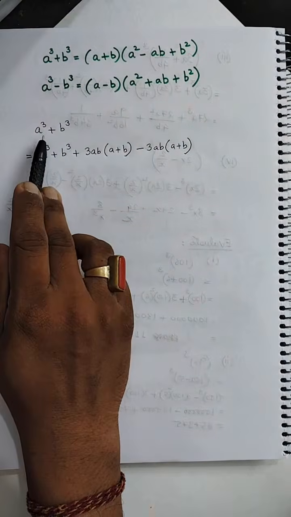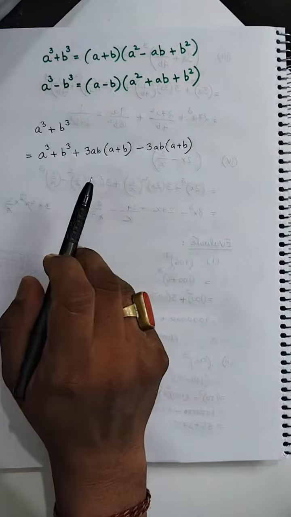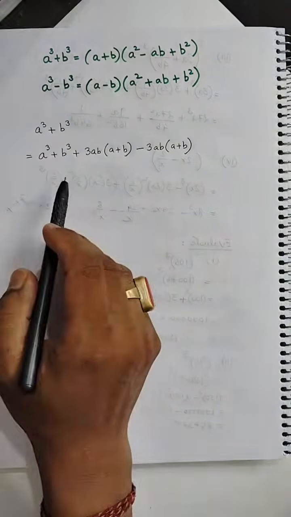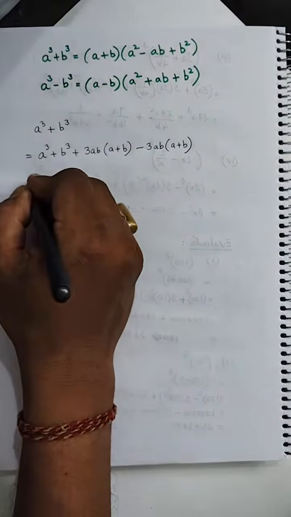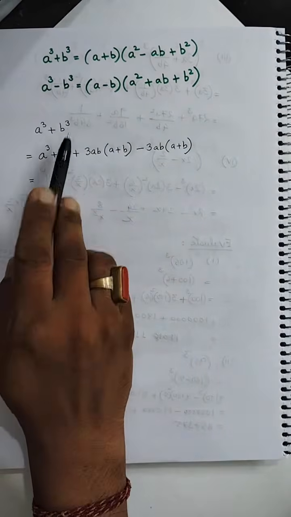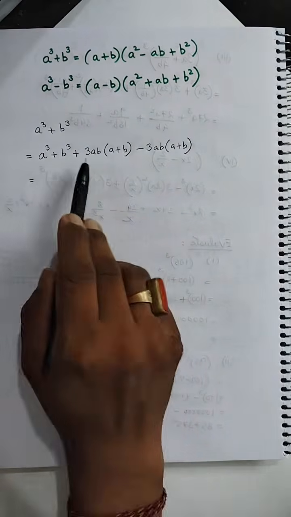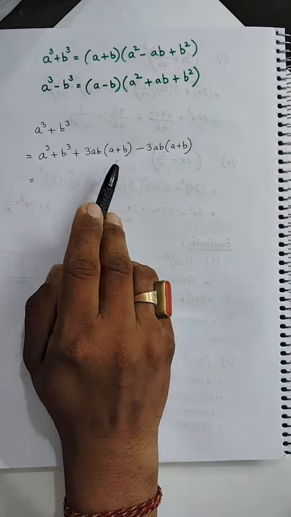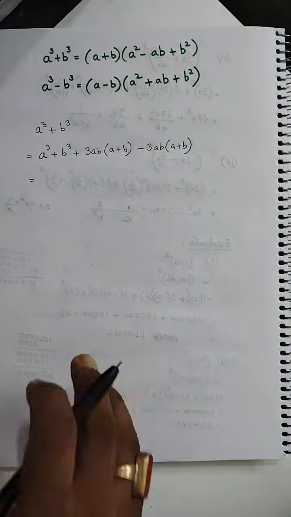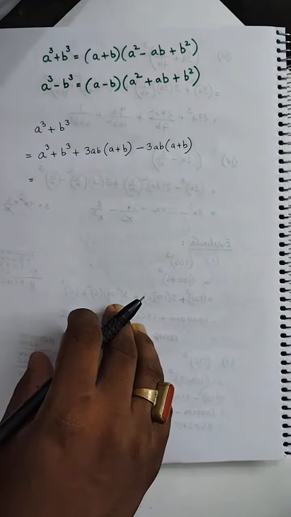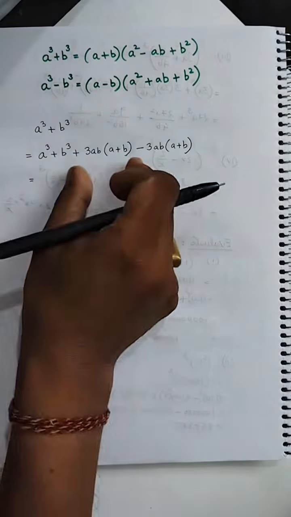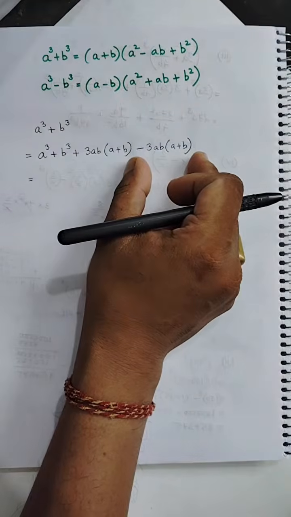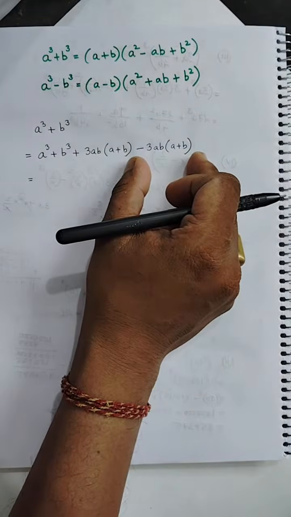So this derivation is a bit tricky, I must admit, than the other derivations. So let's go very slowly, step by step. I have written a cube plus b cube as a cube plus b cube plus 3ab into a plus b. This part we have brought so that we can proceed with the question. This part was not originally in the question, so just to balance this out, we have taken out a minus 3ab into a plus b.